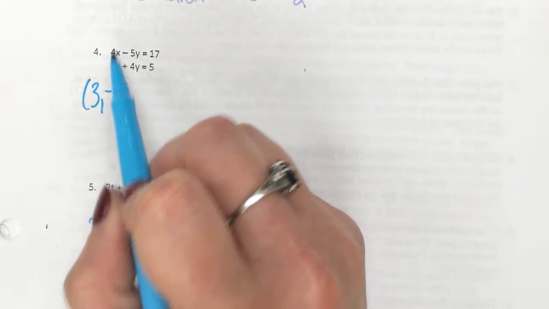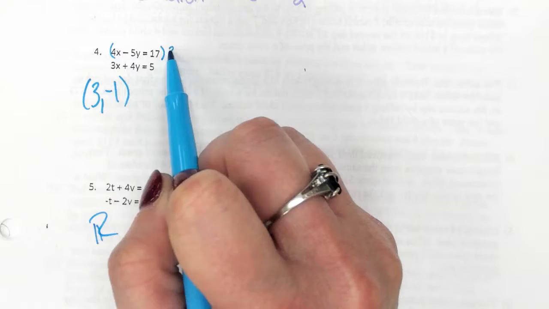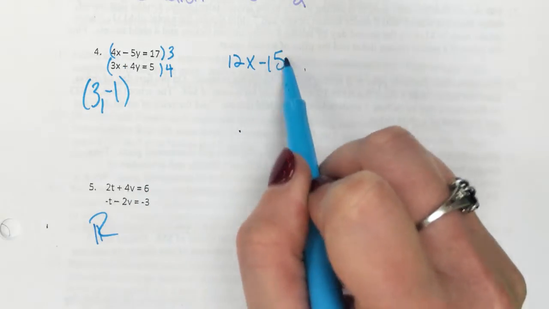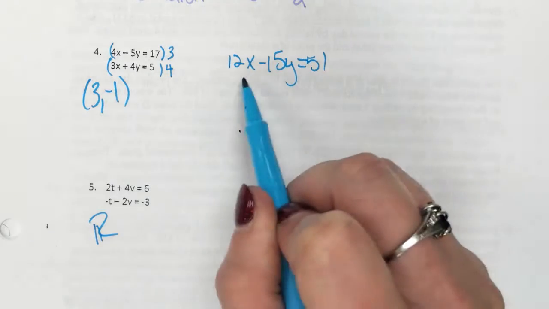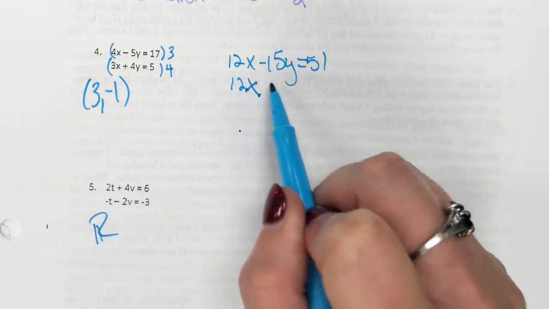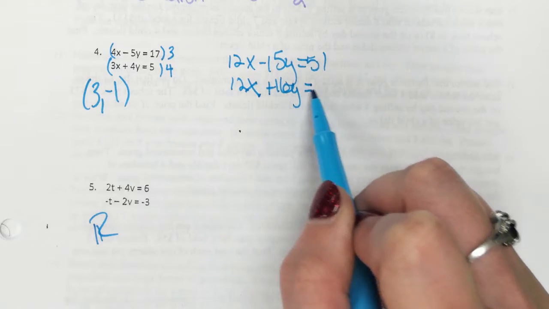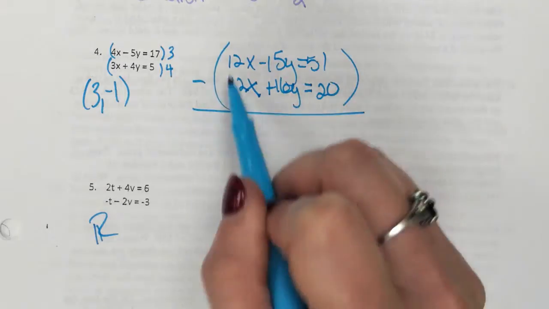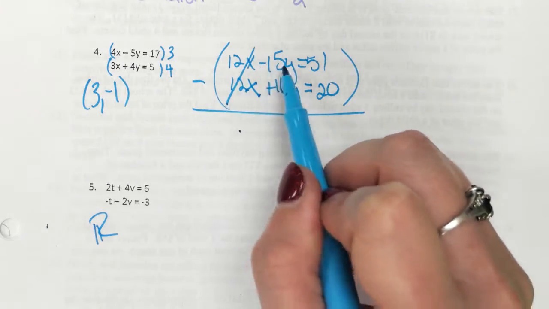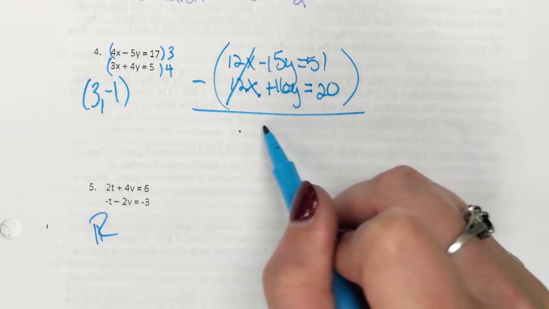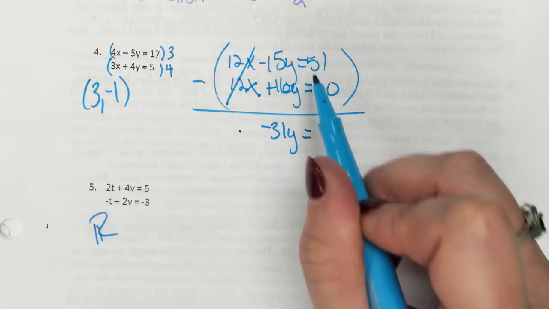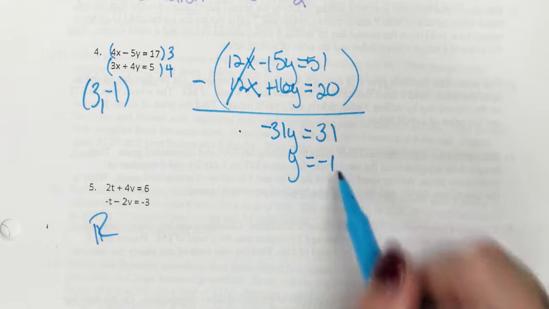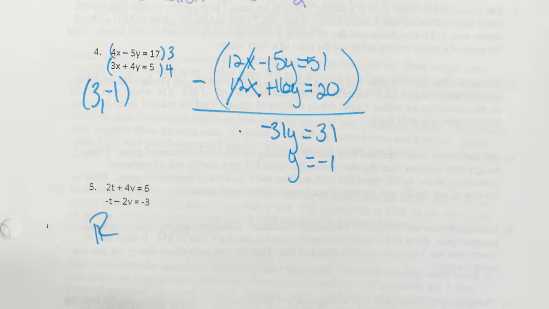Okay, so I worked with the x's. 4 and 3, I need them to be 12. So multiply that by 3, multiply that by 4. 12x minus 15y is equal to 51. 12x plus 16y is equal to 20. I need to subtract them. 12 minus 12 is 0. This is -15 minus 16, -31. And I have 51 minus 20, which is positive 31. Divide and you get -1. Do I need to keep going?